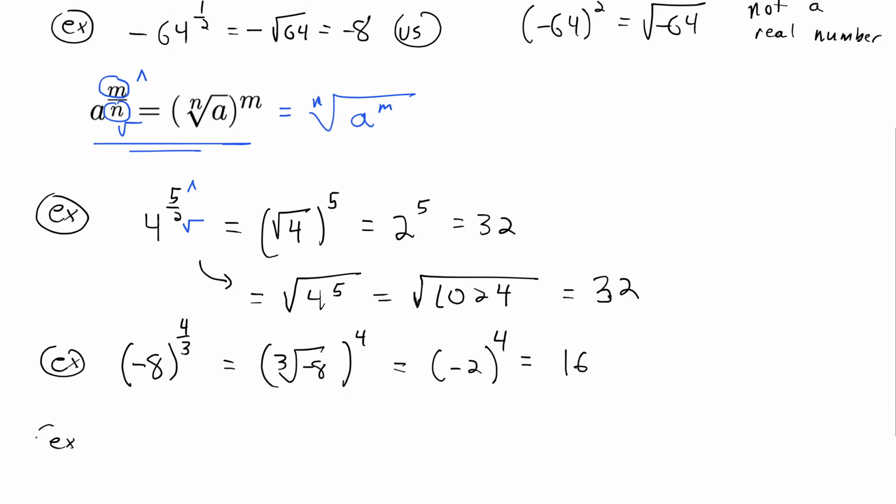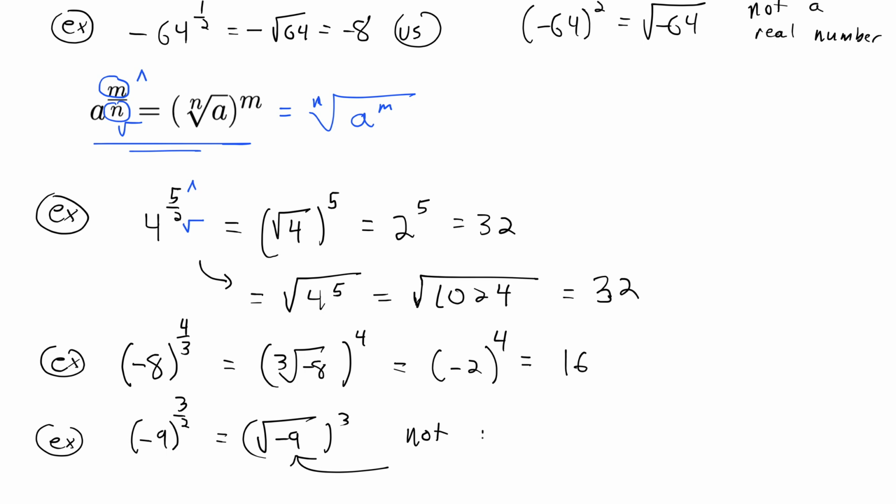And let's try one more. Let's do negative 9, all to the power of 3/2. Well, we'll do the radical first, square root of negative 9, to the power of 3. But now we're taking the square root, an even root of a negative, so this whole thing is not real. Or if you have imaginary numbers, you could write this with i and go from there.